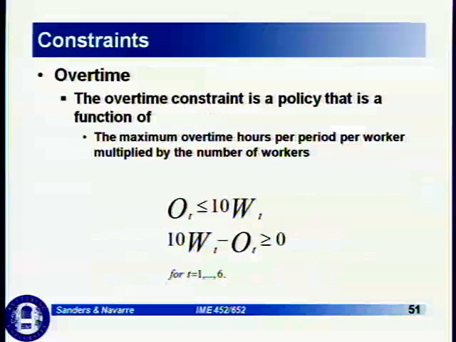Finally is overtime. The overtime constraint is a policy that's a function of the maximum overtime hours per period per worker multiplied by the number of workers. So overtime hours here must be less than or equal to 10 per worker per month, and that's what this is here. Okay? Transforming that to right-hand side, we have an inequality here. We multiply through by -1. That changes the sign to greater than or equal to 0. And this must be, of course, balanced for each period.